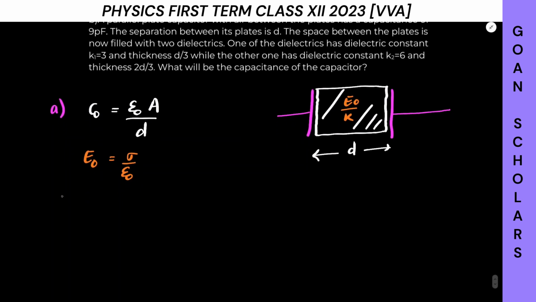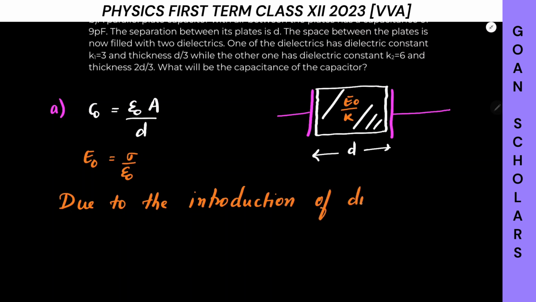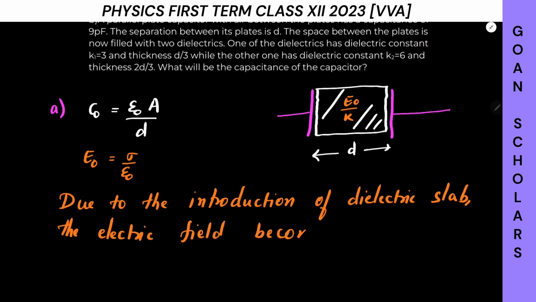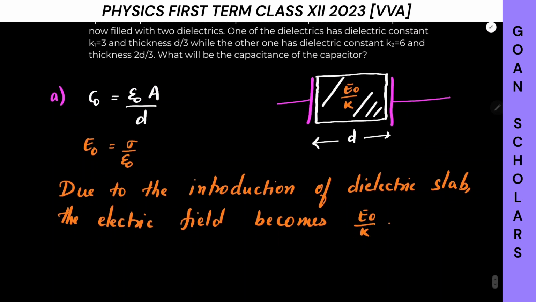Now due to the introduction of the dielectric slab, the electric field becomes E0 by K. So what is the new electric field? The new electric field will be E dash, that is E0 by K. What is E0? Sigma by epsilon naught K.